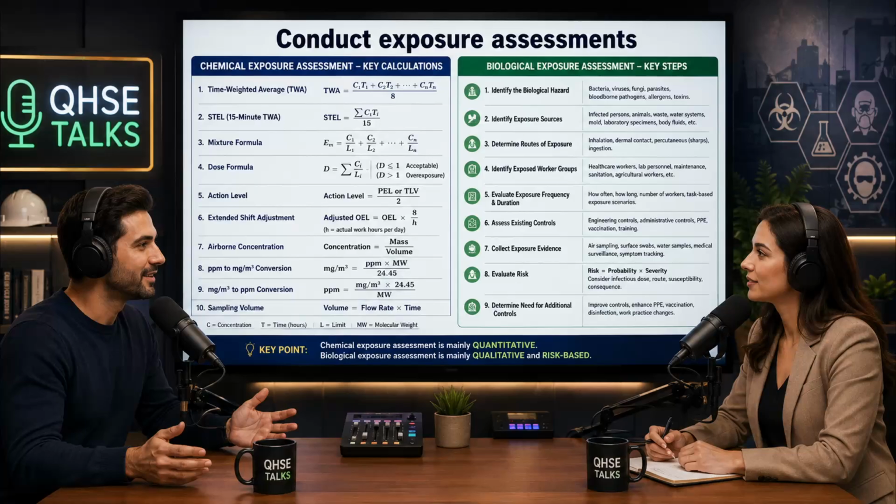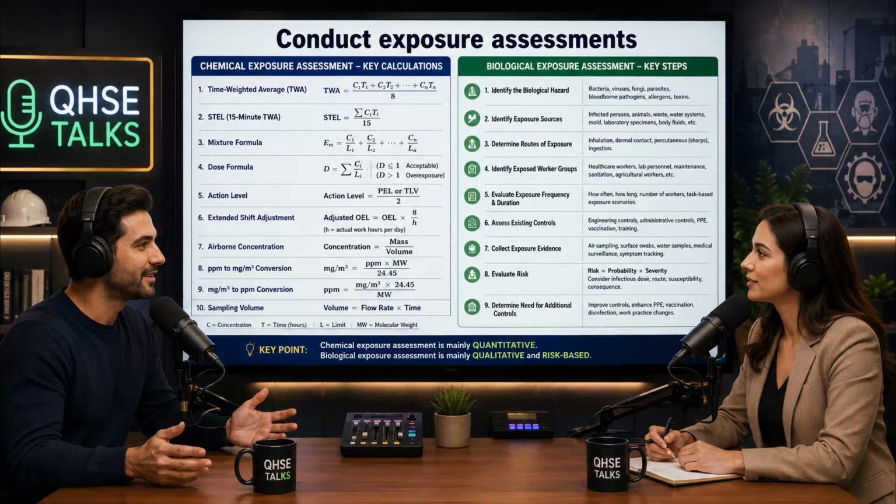Yes, but there is a massive non-negotiable condition attached to this mathematical tool. What's the catch? You cannot just throw any random combination of chemicals into this formula. The physiological effects of the mixture components must be similar. They must target the same organ system. Break that down. Why does the target organ matter for the math?